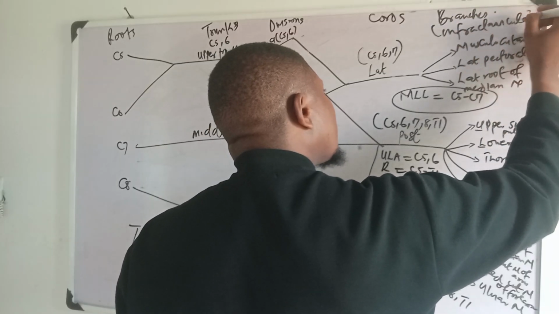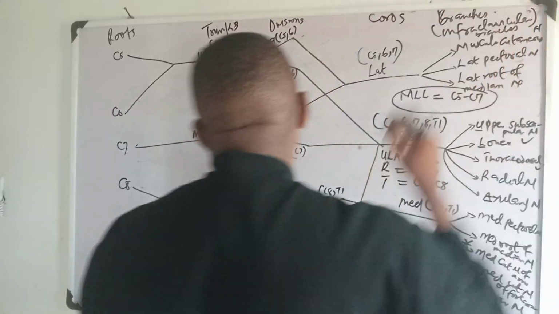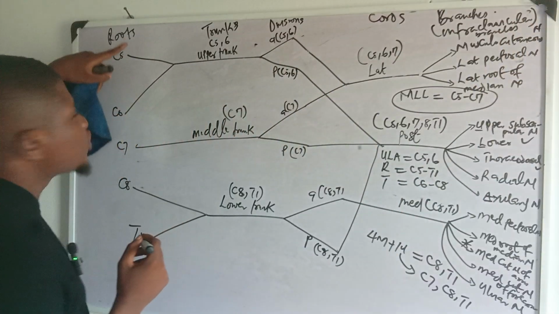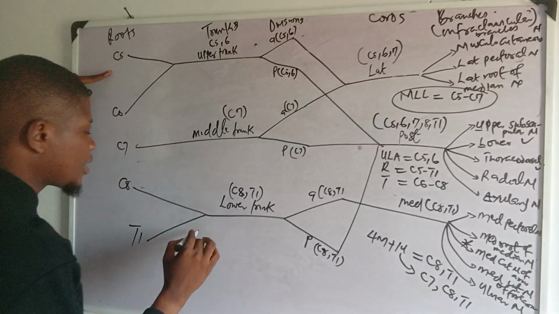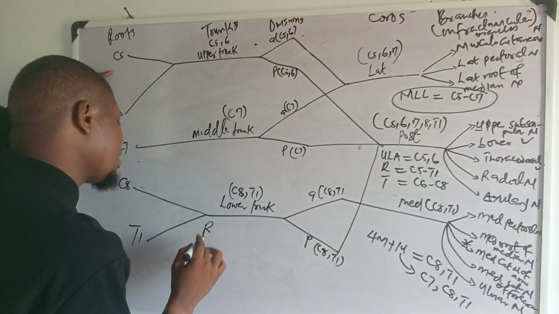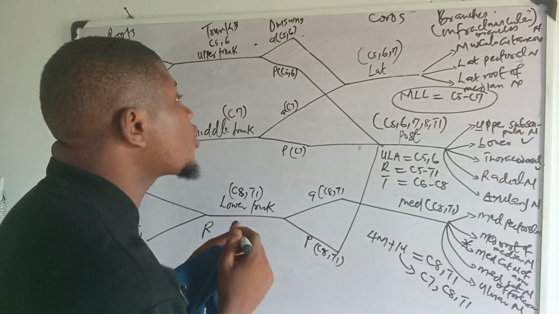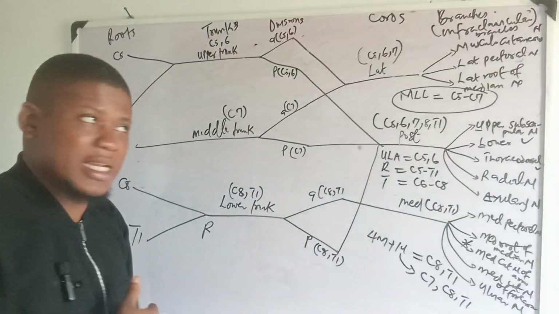Infraclavicular branches. Those branches from the cords. Then remember I told you I can't actually present it in this diagram, but these are the branches from the roots. Okay, so those branches, remember why we call this one infraclavicular, because remember the cord is located in the axilla.